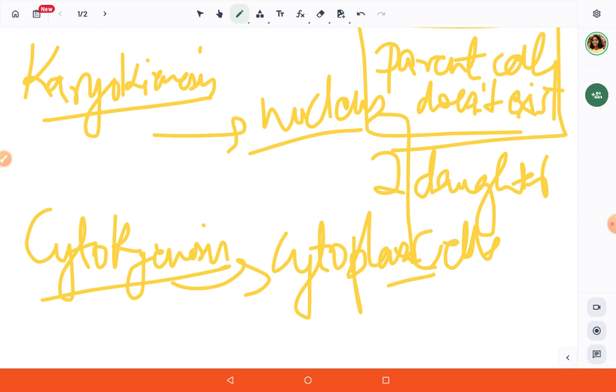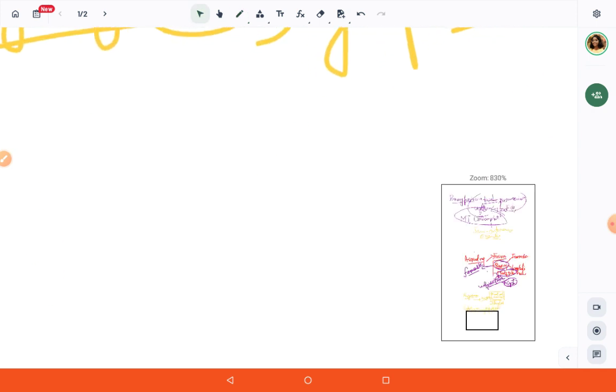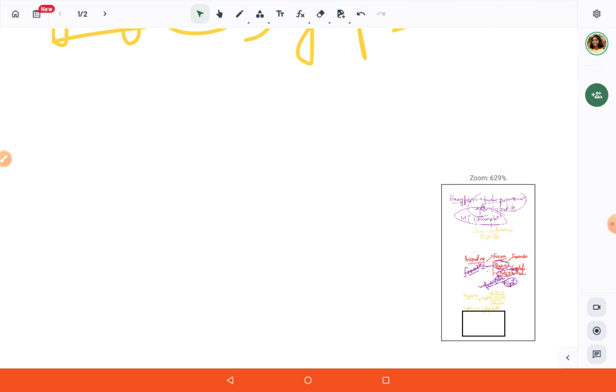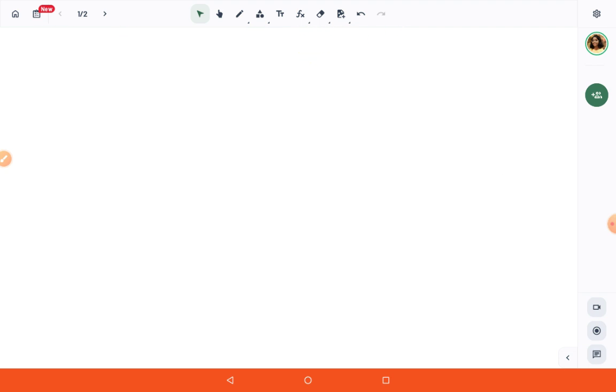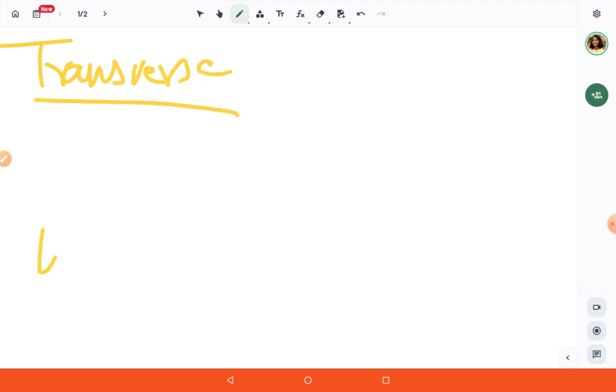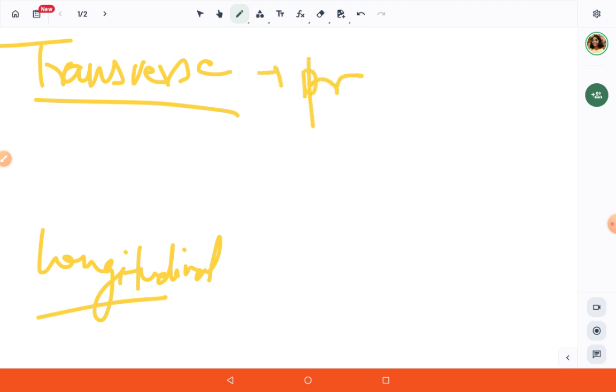And we have two types of this division. I told you about two types of binary fission divisions, right? What are those two types? First is transverse, second is longitudinal. Let's say an example I'll take of transverse. I'll take a protozoa, that's paramecium. Paramecium is a protist and it is a slipper shaped protist.